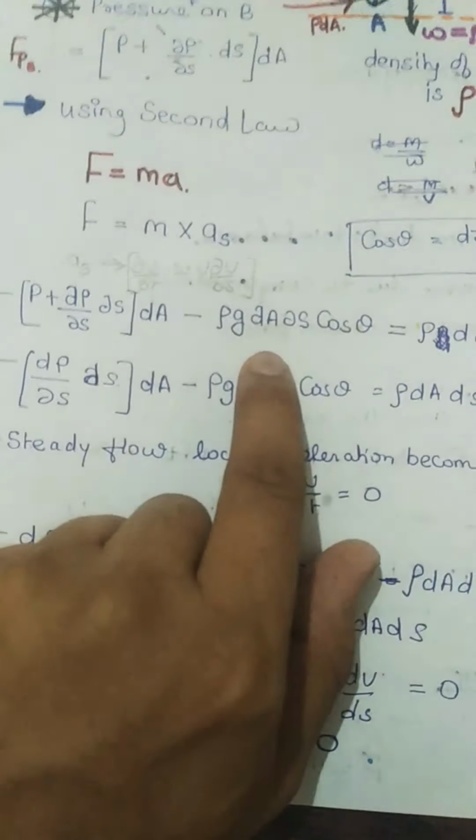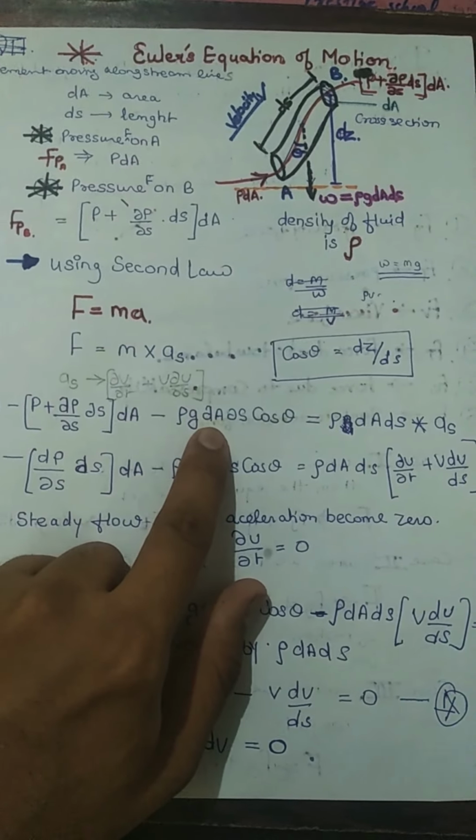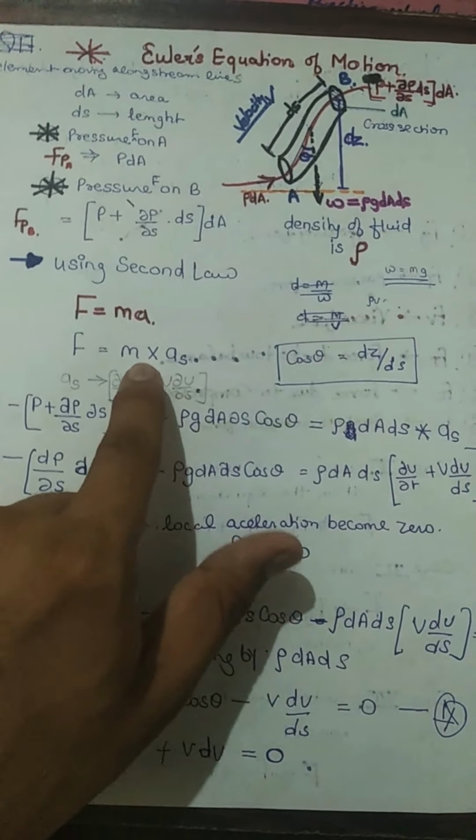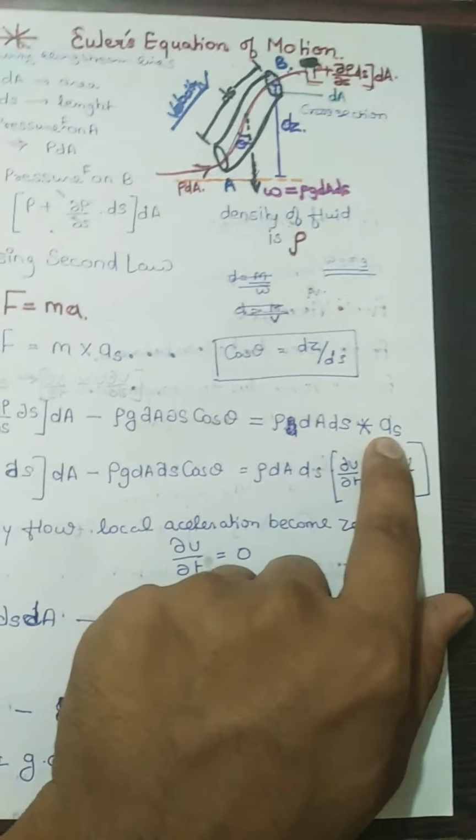I'm writing like this here, and equals mass, I have written like this: rho dA ds into as acceleration.